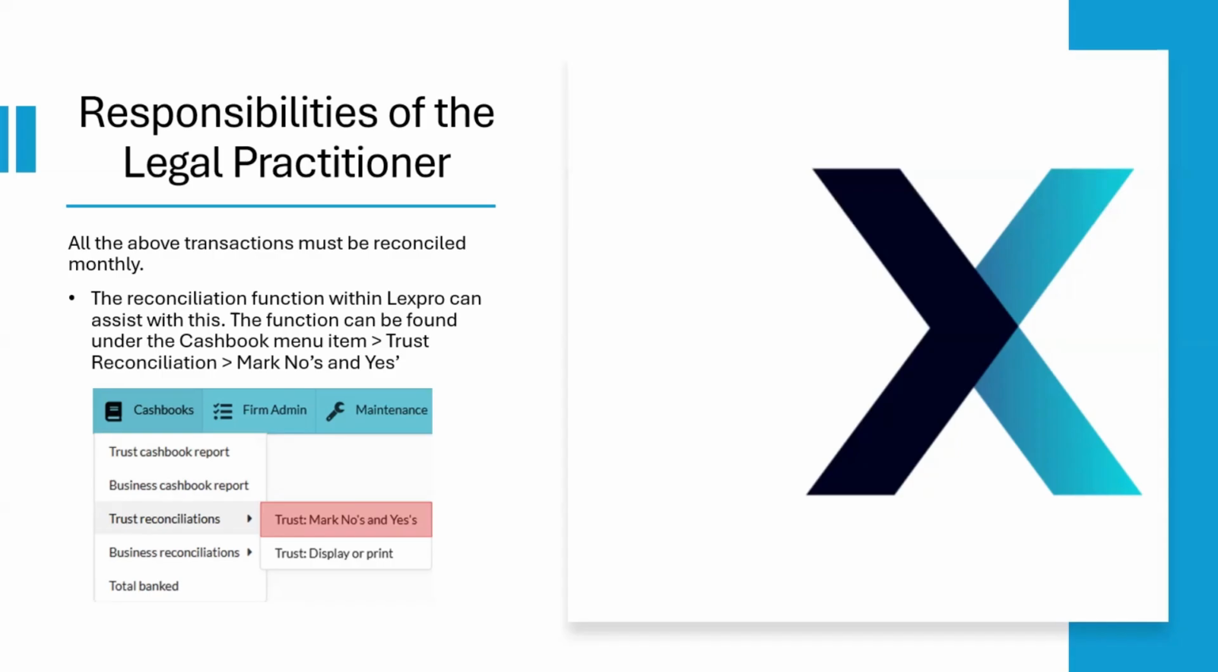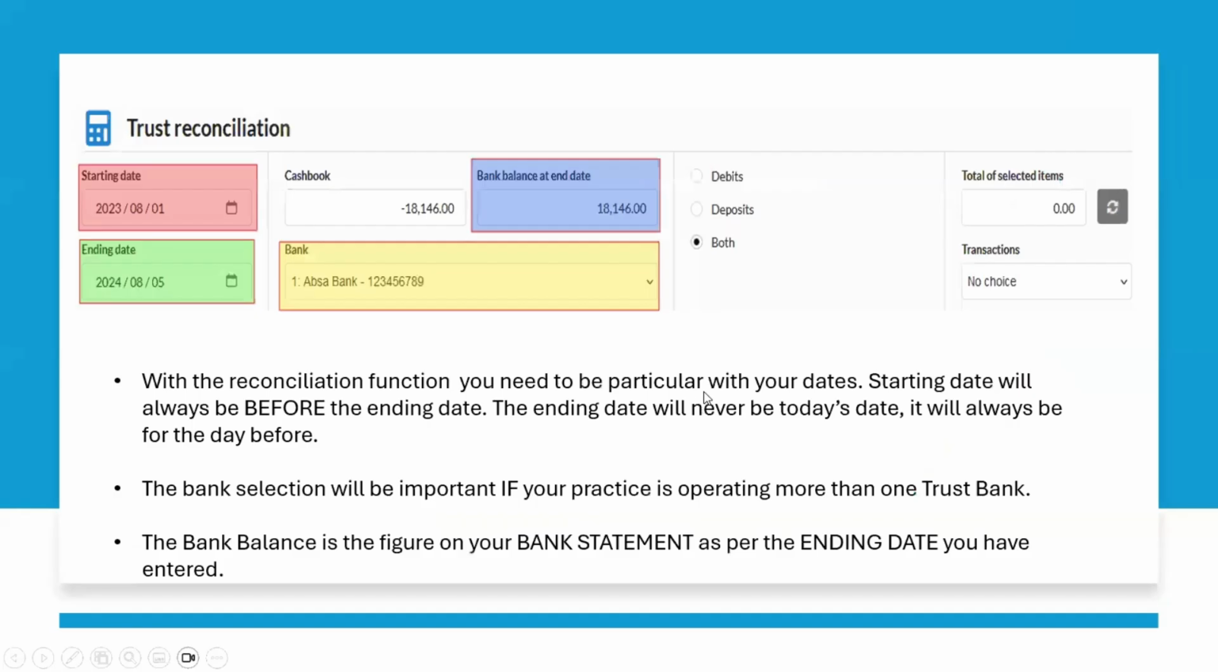It just says written up, but it should balance, and that basically refers to a reconciliation that you need to do. In Lexpro, you can find the reconciliation under the cash book menu, as most of you would know. We will see there's a trust and a business reconciliation, but obviously we're referring to the trust one here. And there's an option that says mark no's and yeses. Now, the simple terminology is just that no items mean I have not reconciled them, and yes items mean I have reconciled them on my cash book. All right, there's a screenshot of where you can find that specific function, and that's just how the function will look.